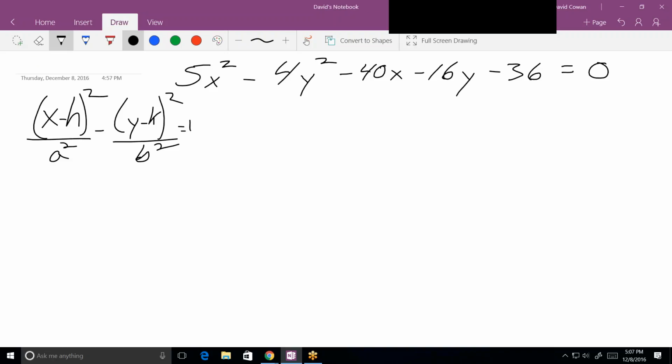So we can see, what are we going to do to put this into this format? We're going to have to complete the square. That's the strategy we're going to use. First step, let's put the 36 on the other side, and let's group the x terms and group the y terms. So I got 5x squared minus 40x, put parentheses around those.